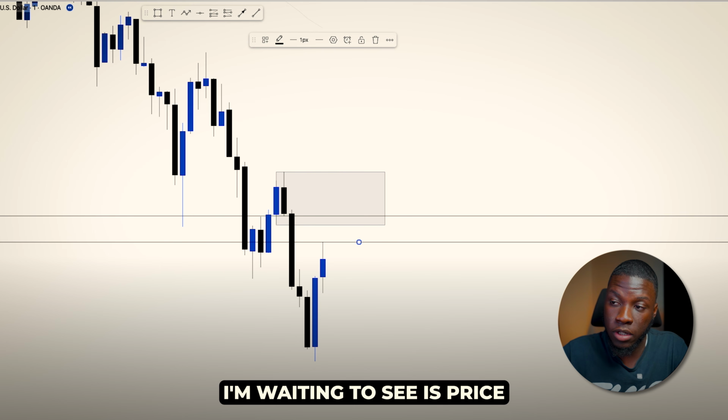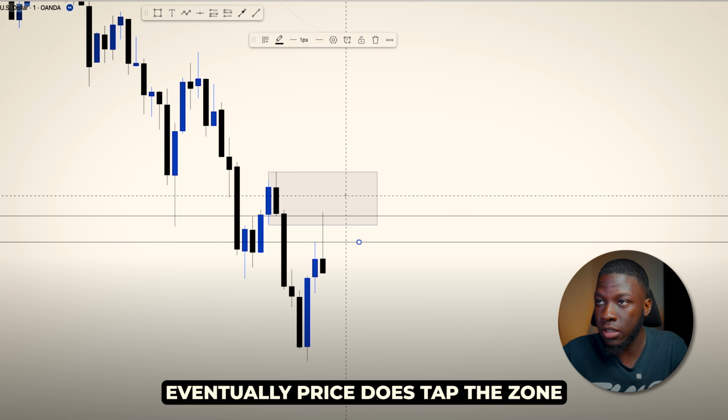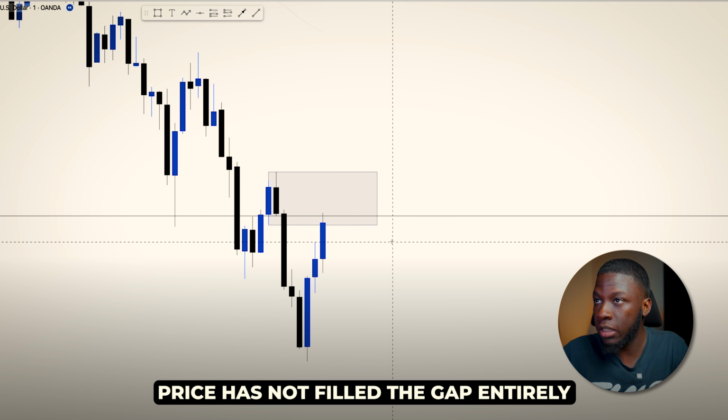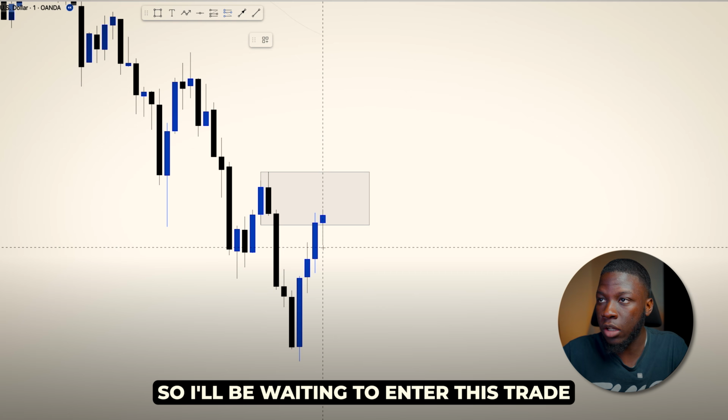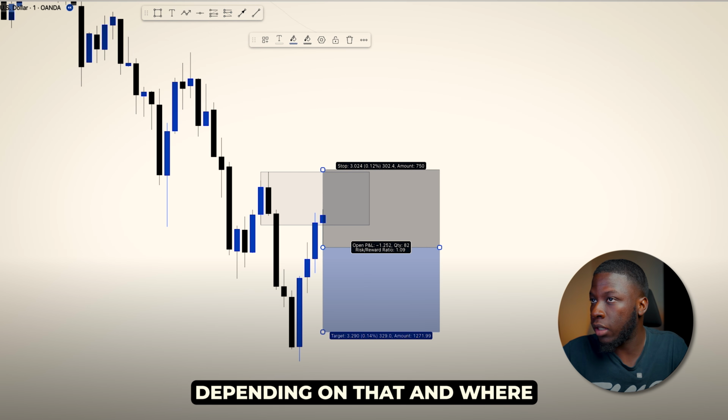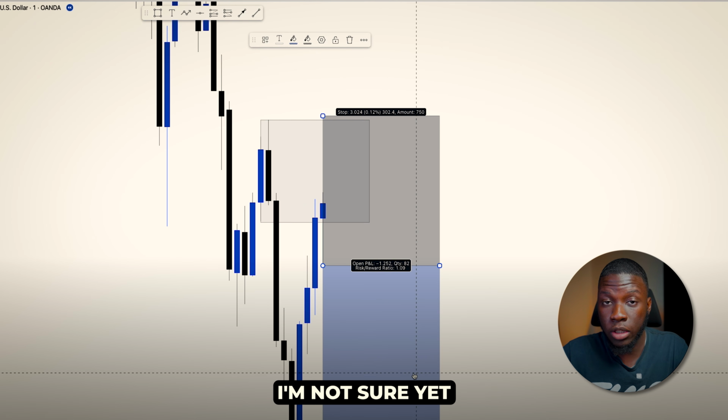I'm waiting to see, is price going to fill this gap? Eventually price does tap the zone. Price has now filled the gap entirely. Now I'm waiting to see some kind of rejection. Now we're getting that rejection that we need, so I'll be waiting to enter this trade depending on that and where I'm going to put my stop loss. So I'm not sure yet. At the moment I'm just waiting.